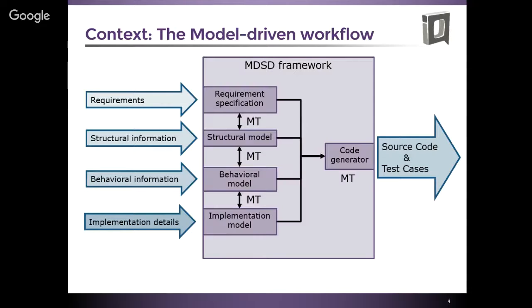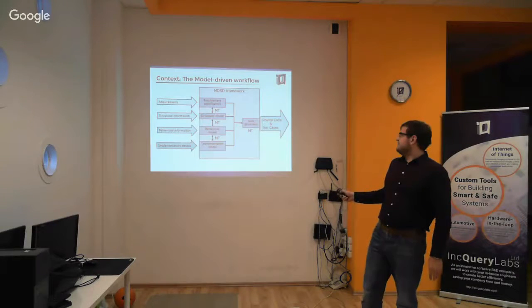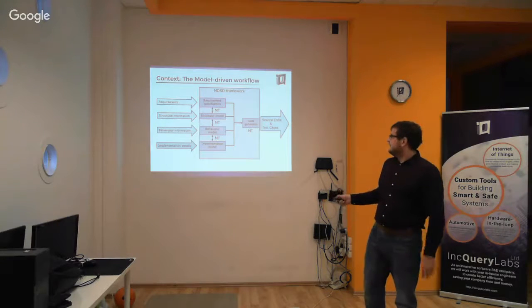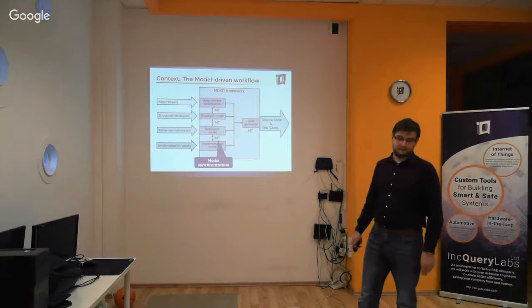However, in reality, it's quite complicated because these frameworks typically consist of many specialized sub-meta models that contain the specific information associated with a step in the typical software development workflow. These meta-model instances are maintained by a series of model transformations. And finally, based on the information collected in these meta-models, via a code generator, source code and test cases are generated.